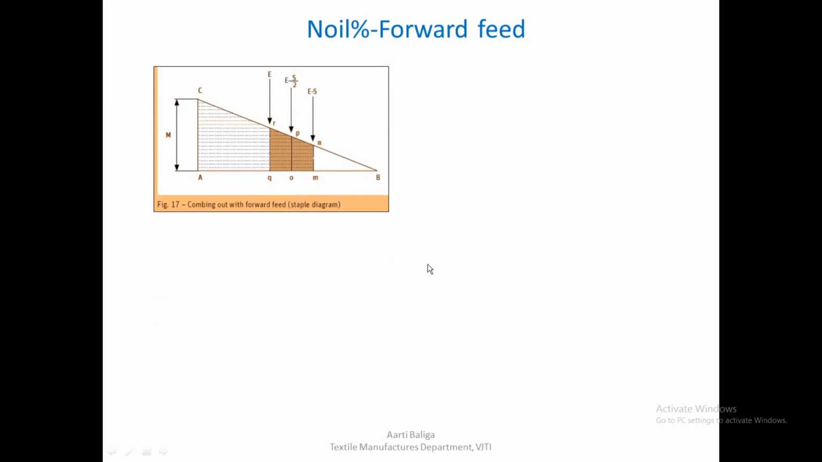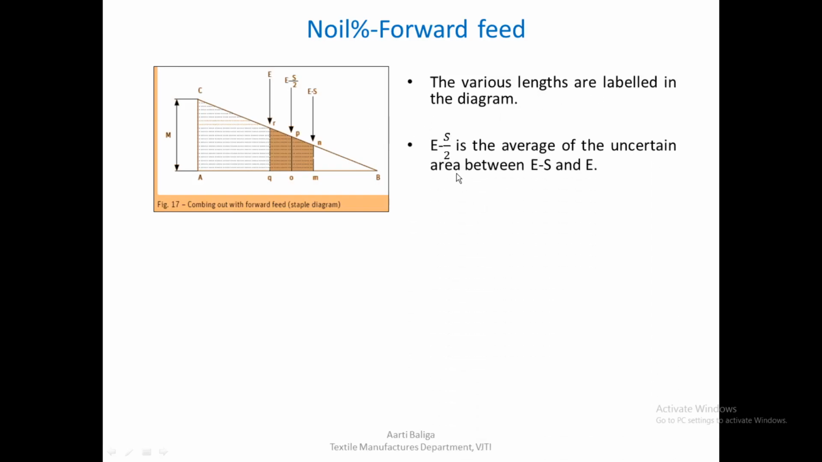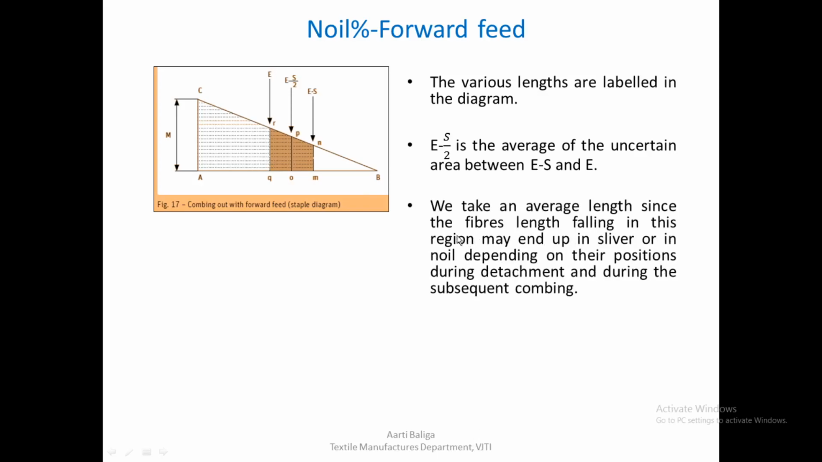So representing just like before, the forward feed bears out a diagram in this manner, and taking an average of this particular uncertain area, which is shown in this labeled diagram, E minus S by 2 is the average of the uncertain area between E minus S and E. We take an average length since the fiber length falling in this region may end up in sliver or in Noil depending on their position during detachment and during the subsequent combing.